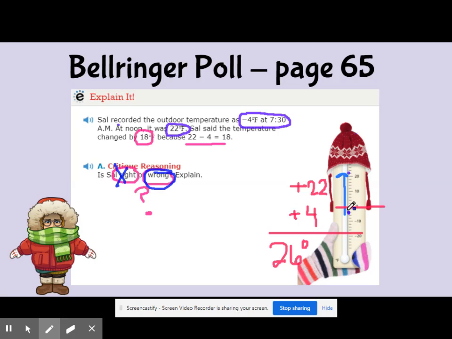Up means add, and then up 22 more degrees. Okay, so that is an example of how to use integers in the real world. Integers are the numbers we dealt with: 18, 22, -4, 26. All these numbers on our number line. Integers are positive and negative whole numbers, and it also includes 0. So we're going to get to know integers a whole lot more.